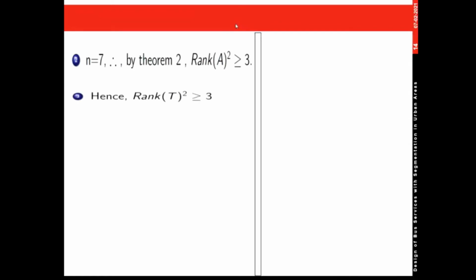So the rank of B squared must be greater than or equal to 3. So the minimum possible value of rank of B squared is 3.